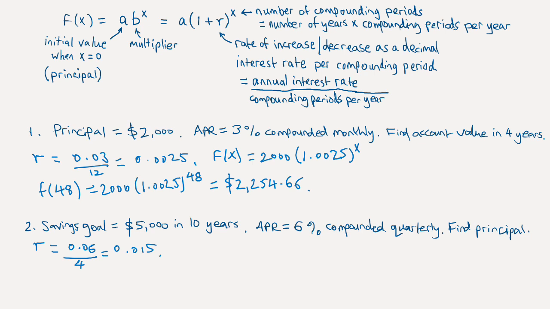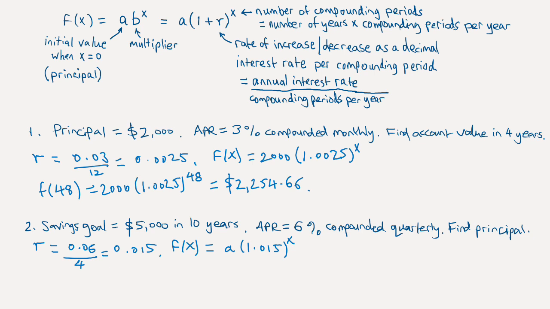And then let's write down our exponential function. So we don't know what a is yet. a is what we're trying to find out, so I'll just write a for now. And then we've got 1 plus r, so 1.015, and then x. And x represents the number of compounding periods. So our savings goal is in 10 years time, so the number of compounding periods is going to be the number of years times the number of compounding periods per year. So x is going to be 10 times, we're compounding quarterly, so 10 times 4, so 40.